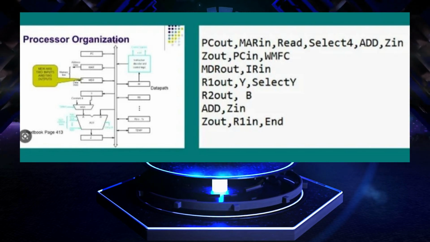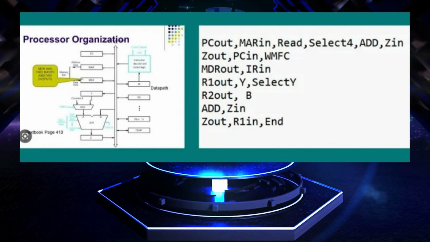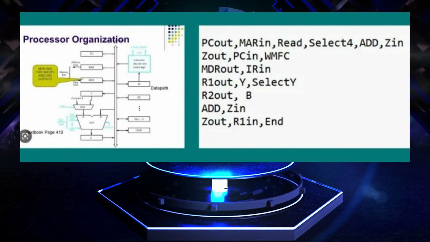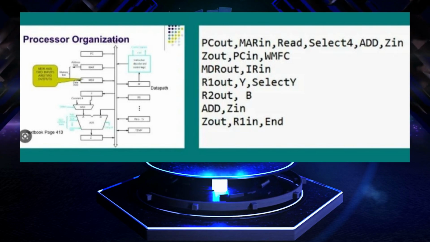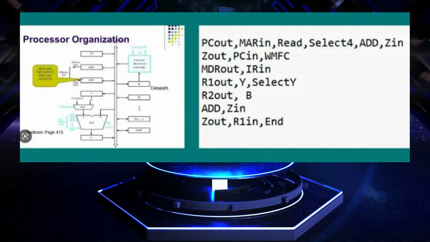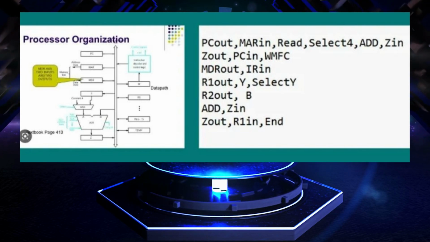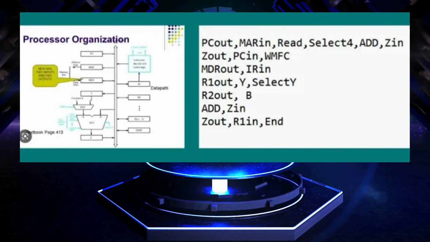Now to the actual addition that we have to do, from the contents of registers R1 and R2. These are our general purpose registers, from R0 to Rn-1. So we will take the content of register R1 and store it in Y. From here it will go to the MUX. It is one of the inputs of the MUX. The other is the constant 4.